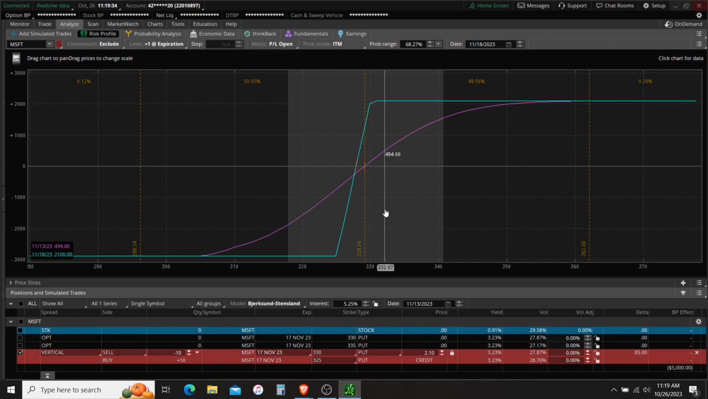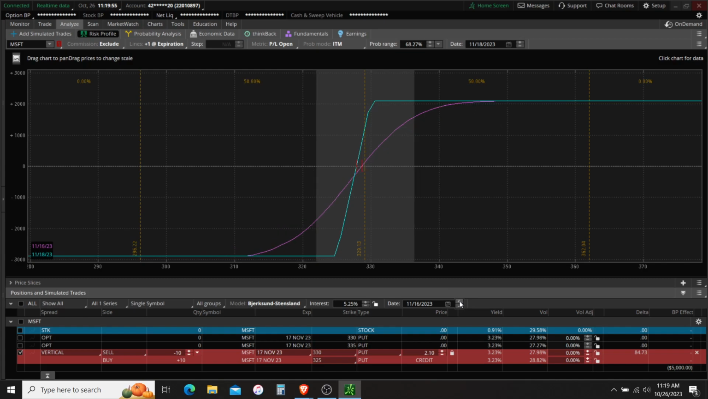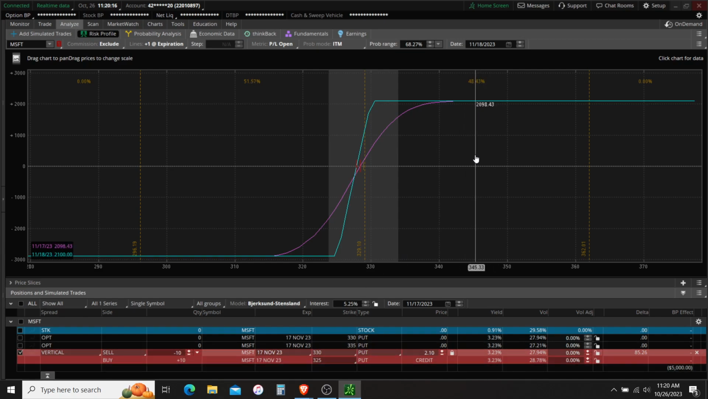Implied volatility and all that stuff change, so these numbers are theoretical, but they're usually pretty close. If Microsoft's trading at 334, we will have made $807 in profit on November 13th. As we get closer to the expiration date, those numbers get bigger. At 334, we will have made a little over 1,600. The max we can make on this trade with the $5 width and 10 contracts would be about 2,100.